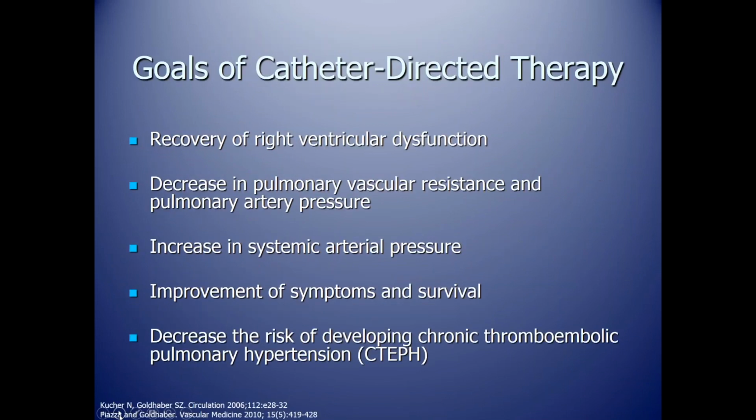All right, so when it comes to treating PE with catheter-based therapy, a lot of the goals of this catheter-based therapy are really the exact same that have been pointed out before in treating PE with systemic thrombolysis, which is to recover right ventricular dysfunction, decrease pulmonary vascular resistance and pulmonary pressure, increase systemic arterial pressure, such as with the massive PE patients, improve symptoms and survival, first and foremost, and decrease the risk of potentially developing CTEPH, or chronic thromboembolic pulmonary hypertension.